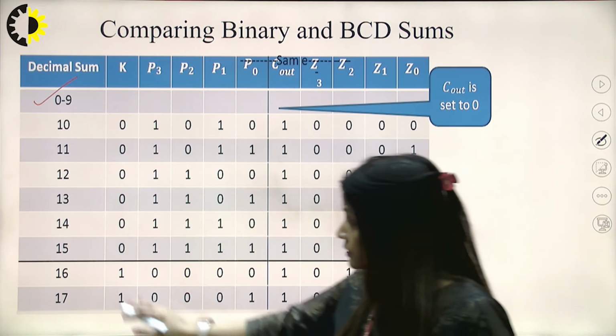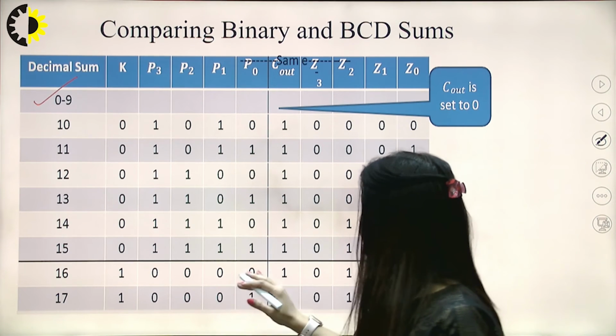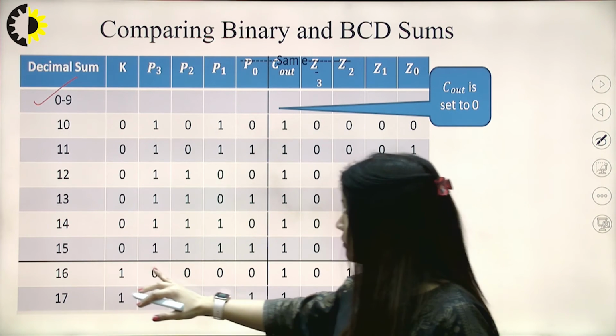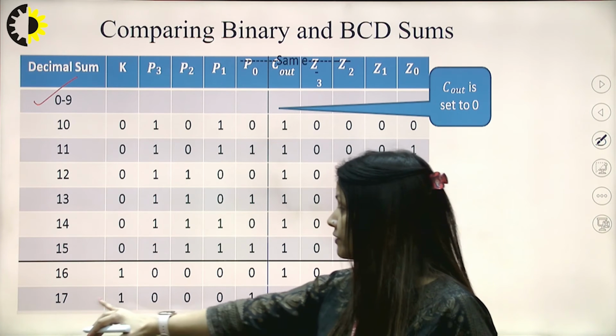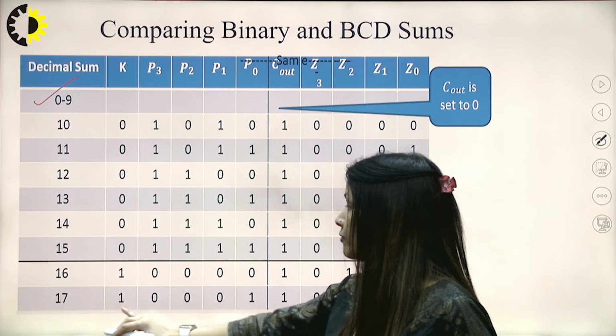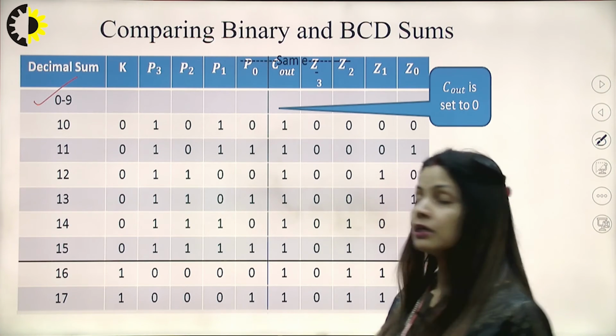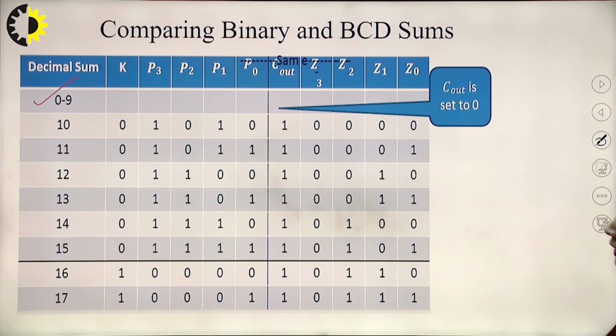Similarly, the sum may be 16, 17, and maybe 18. So the cases are: for 16, that will be 1, 0, 0, 0, 0. For 17, that will be 1, 0, 0, 0, 1. And for 18, it will be 1, 0, 0, 1, 0. So this is the maximum possibility we are getting.